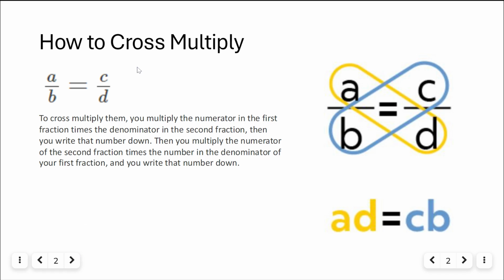So hopefully you remember how to cross multiply. If you have two equal ratios or two equal fractions, A over B equals C over D, to cross multiply them, you multiply the numerator of the first fraction times the denominator in the second fraction. So we multiply A times D and put it up where A is, and then we multiply B times C and put that number up where C is. Okay? That's how we cross multiply.